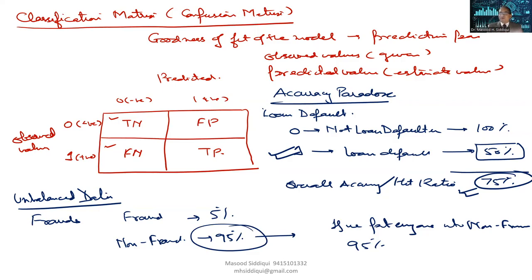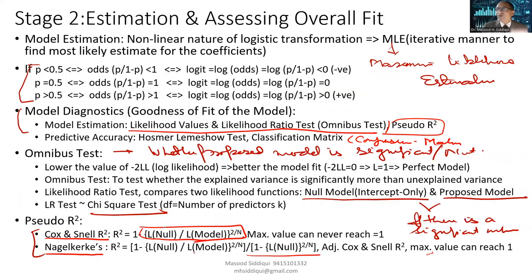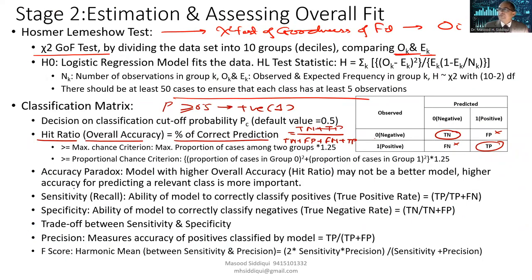So if we put all the observations without any classification into the non-fraud part, our model would still be 95% correct. The overall accuracy is 95%, but there is no effort at identifying fraud. So again, this is a misnomer. This concept is known as the accuracy paradox: a model with higher overall accuracy might not be a better model. Higher accuracy for predicting the relevant class is more important.